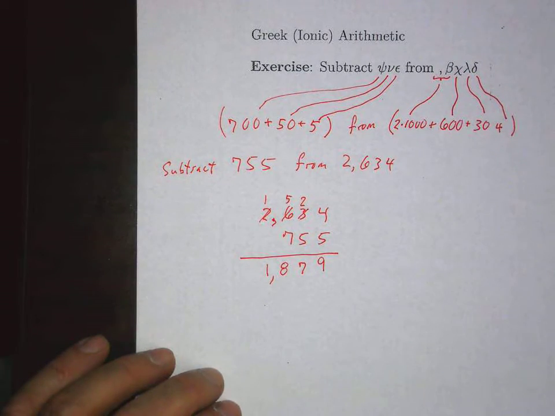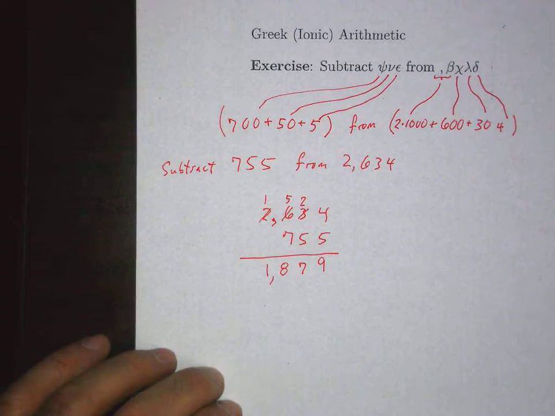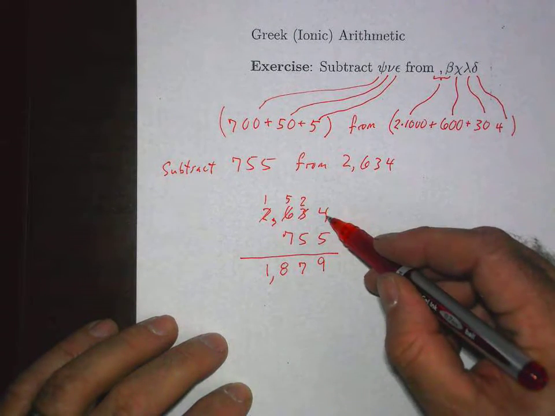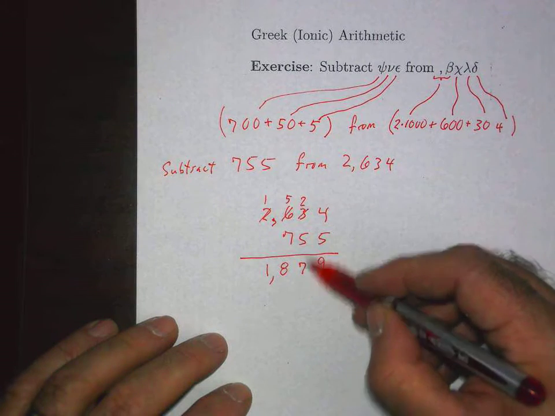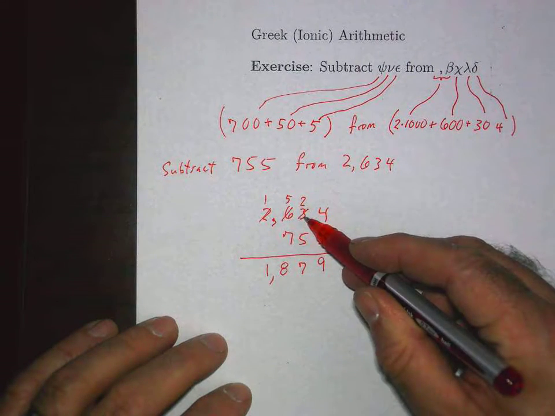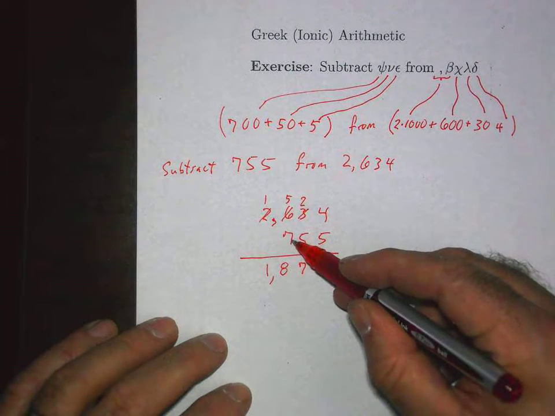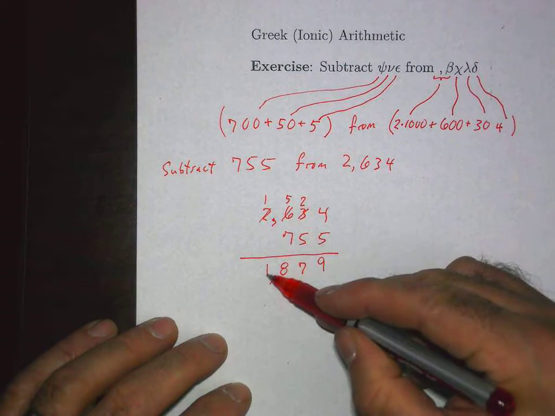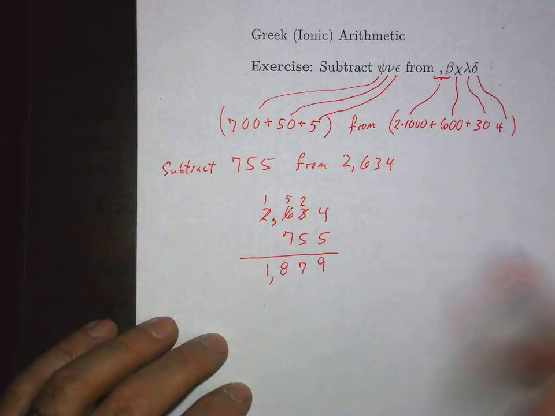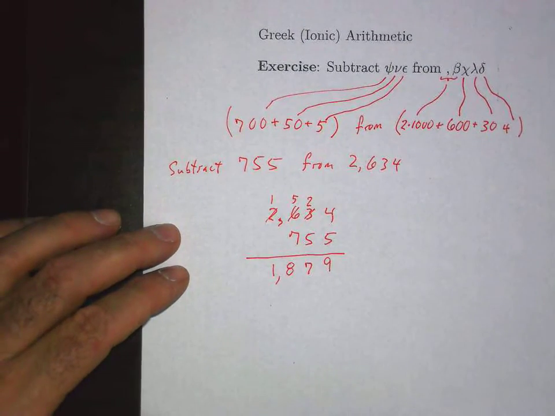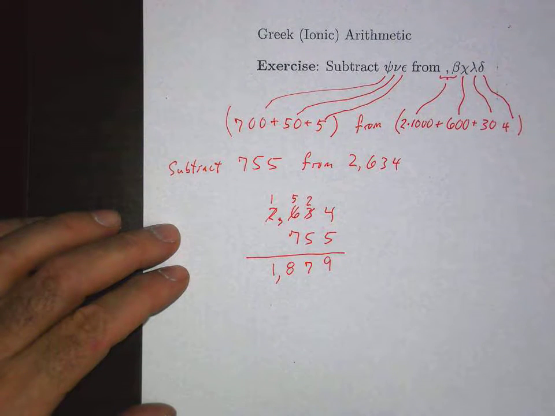1,879. Now, did I do it correctly? Let's see. 9 plus 5 is 14, take the 1. 8 plus 5 is 13, carry the 1. 9 plus 7 is 16, carry the 1. 1 plus 1 is 2. Okay. So I guess we can concentrate now on converting this back to Greek Ionic characters.